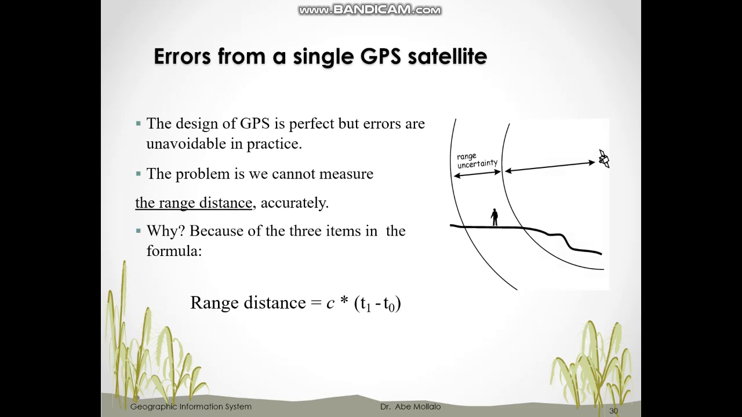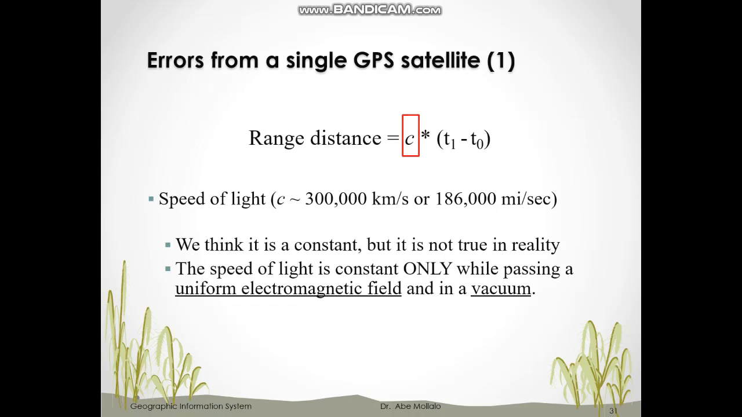Why? Because all of these items, speed of light, time of send, and time of receipt, are not as simple as we thought. There are always errors in all of these parameters. Okay, so first let's look at the speed of light, or the traveling speed of the signal. We think that the speed of light is a constant value, 300,000 kilometers per second or 186,000 miles per second, but it is not true in reality.